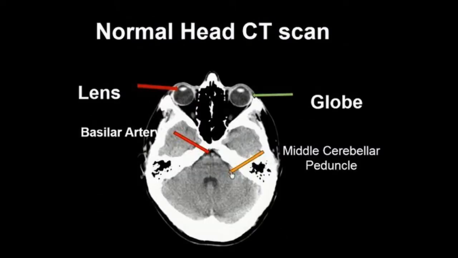Let's see some of the normal CT scan with labeling. It consists of the lens, globe, basilar artery, middle cerebral artery.